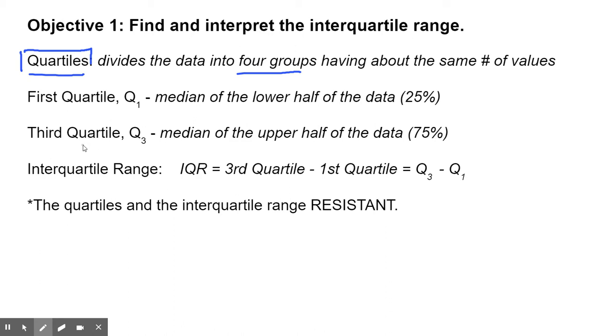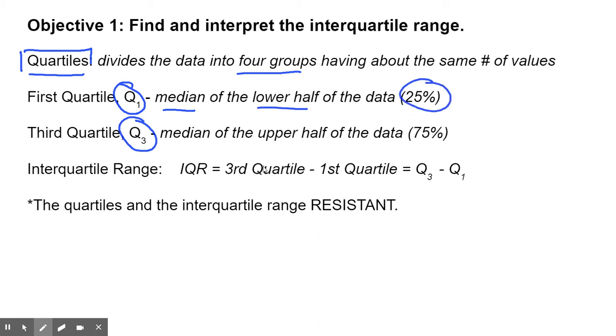So we already talked about the median. The median is the middle value, or the 50% value. So like half the data is below, half the data is above. But then we have what's called the first quartile, or Q1, and third quartile, which is Q3. And the first quartile is the median of the lower half of the data, and it represents the first 25%.